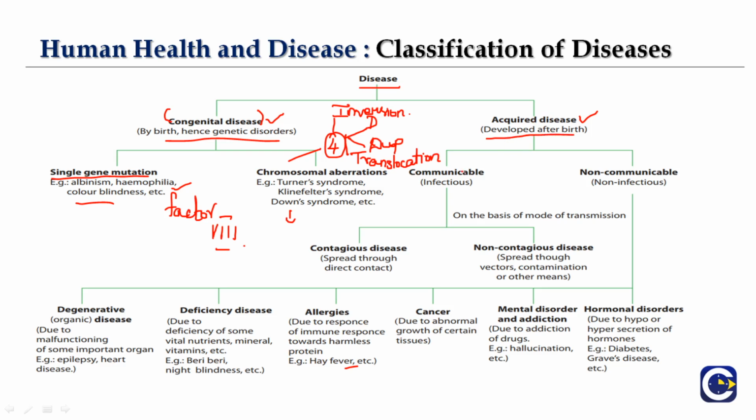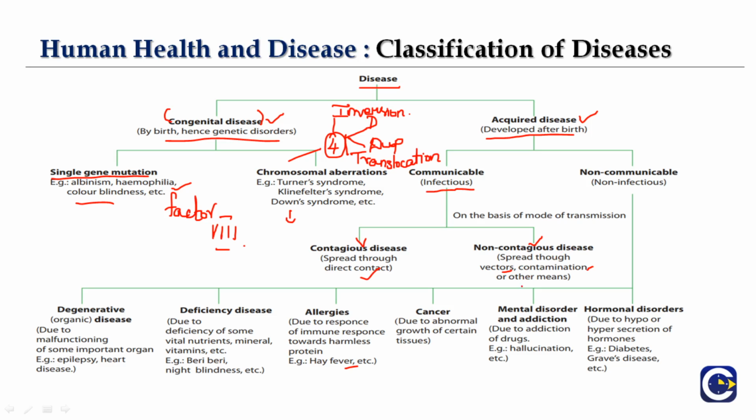Again, these acquired diseases are differentiated into communicable and non-communicable. When I say communicable, they are infectious. They get transmitted from one person to another very easily. Non-communicable diseases are non-infectious, and they require certain vectors or vehicles for their transmission. Now again, communicable disease is classified into contagious and non-contagious. Contagious diseases spread through direct contact, and non-contagious ones spread through vectors, contamination, or other means.